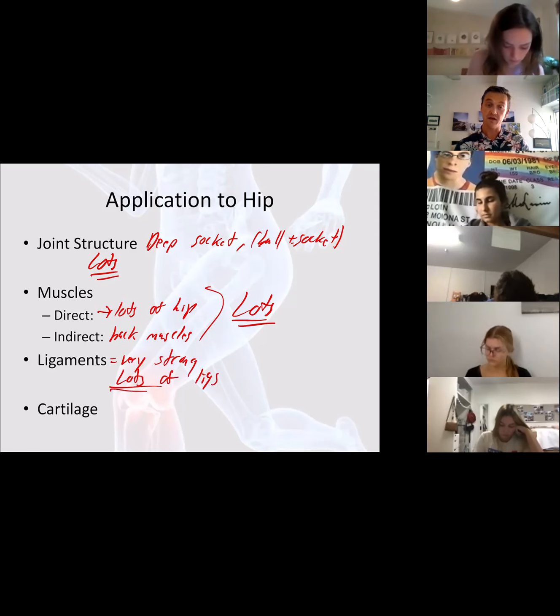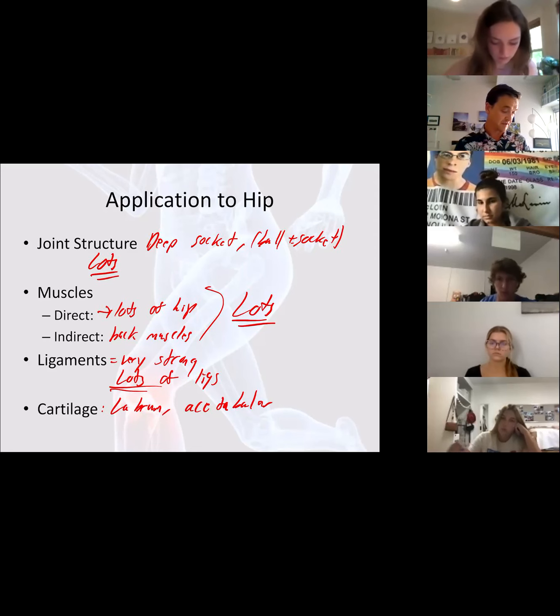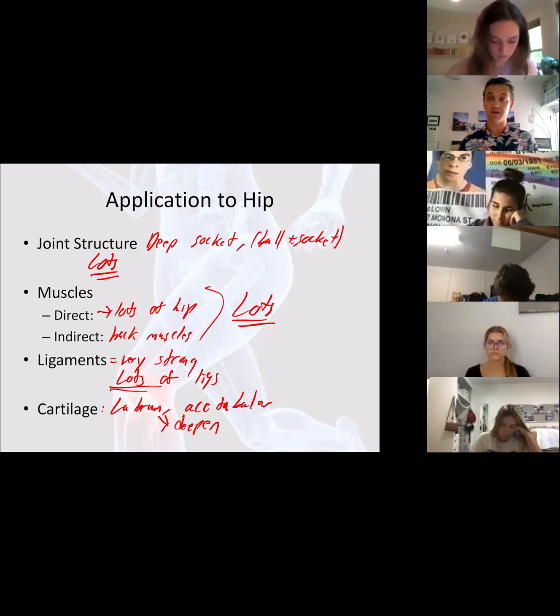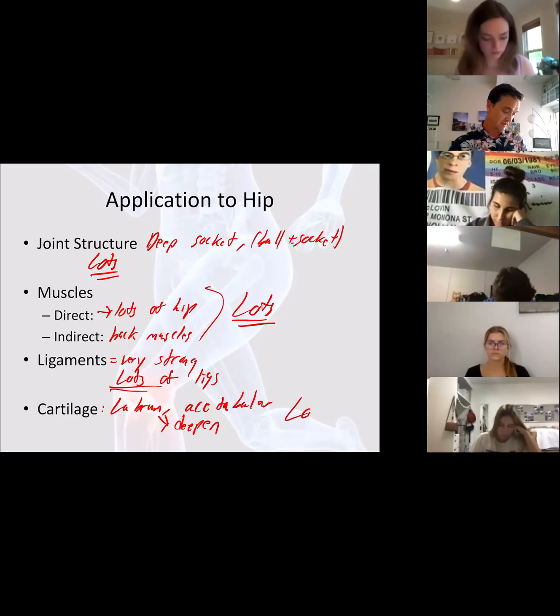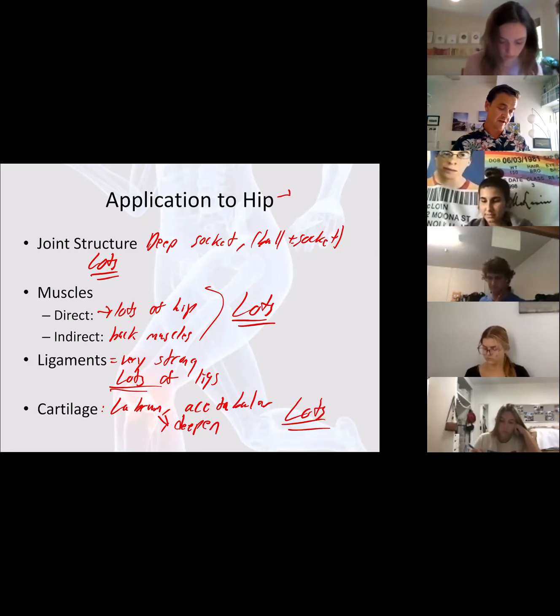And then cartilage: we do have something called a labrum in the hip. It's known as the acetabular labrum. You learned the acetabulum in lab, probably had it as one of your questions yesterday on the practical. There's a labrum that goes around that. It's a thin rim of cartilage that helps to deepen the socket even more. It was already a deep socket, but this deepens it even more. So again, lots of support from cartilage in the hip as well. So the hip is very stable.